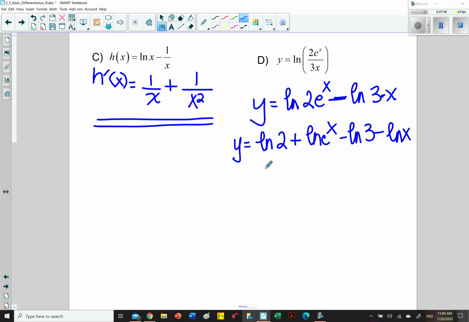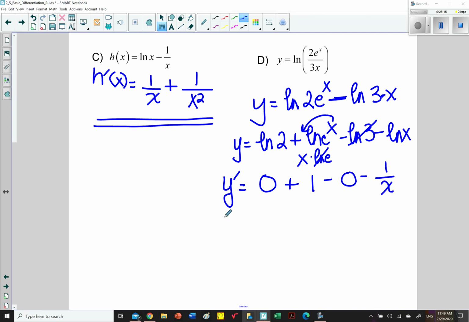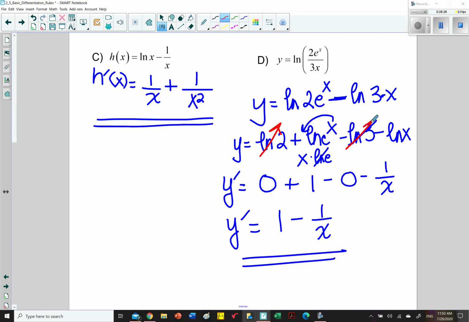Then when you think about properties, this is just a number, natural log of 2. So the derivative of a number is 0. If this x comes in the front and natural log of e is 1, then the derivative of x is just 1. The derivative of a number is 0. And the derivative of natural log of x is 1 over x. So how simple is that? I've got y prime is 1 minus 1 over x. Because all of these other things, constant, constant, those went to 0.